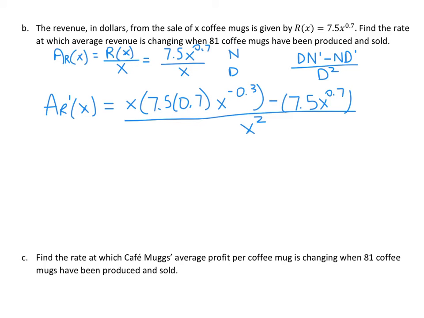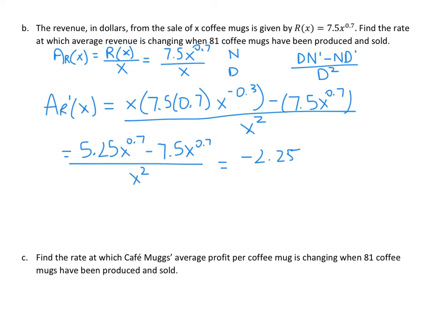So now we need to simplify. So we have a 5.25x to the 0.7 when we distribute the x through, minus 7.5x to the 0.7, all divided by x squared. Now in the numerator we can combine those like terms. We have a negative 2.25x to the 0.7, all divided by x squared.